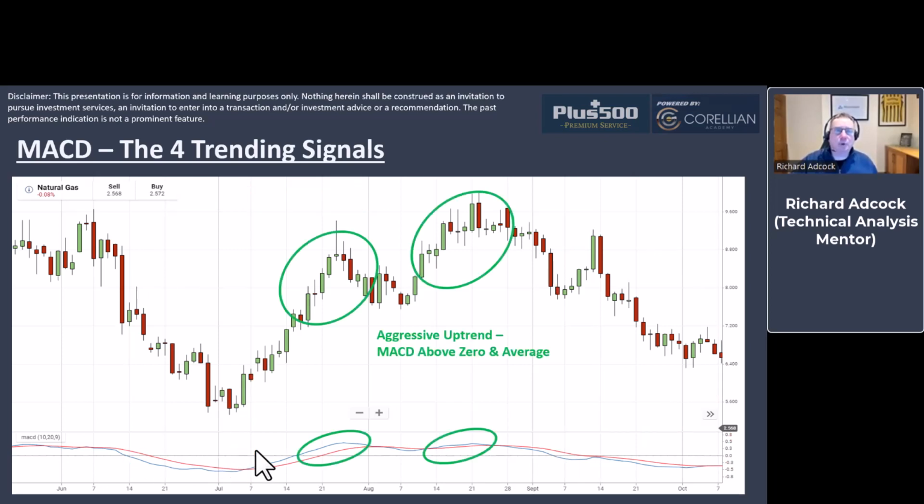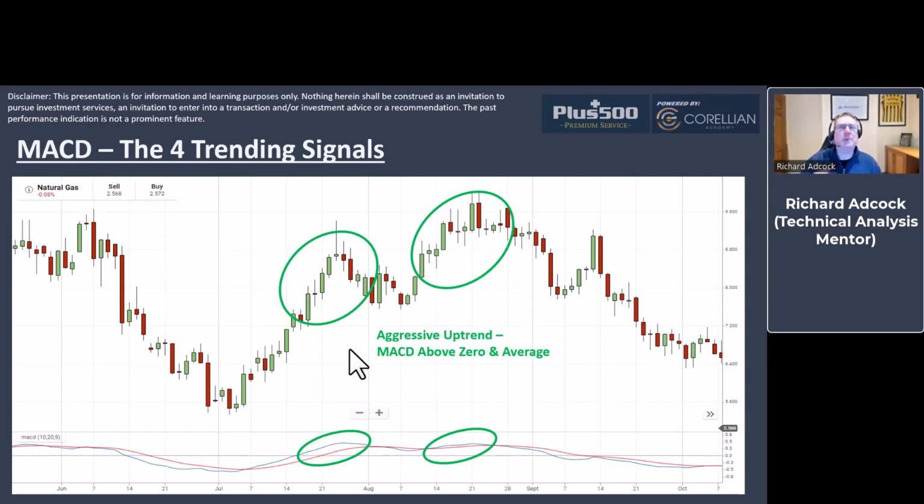For an aggressive uptrend, we're looking for the MACD to be above zero and above its moving average. And again, we've highlighted that with the green arrows. So it's this condition where the market can extend further to the upside as the bullish trending conditions continue to develop within price activity.